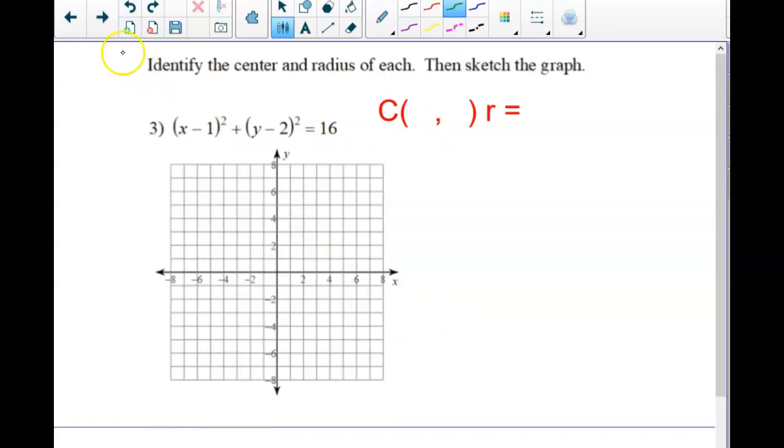All right. So this next one is shifted. Where is the center of this one, guys? Remember, this is x minus h. So h is 1. Y minus k. So k is 2. So we're over 1 and up 2 for the center. And then this is r squared. So the radius is 4. Remember, we just square root once. Sometimes students think, oh, well, 4 can be square root again. No, no, no. 1, 2, 3, 4.